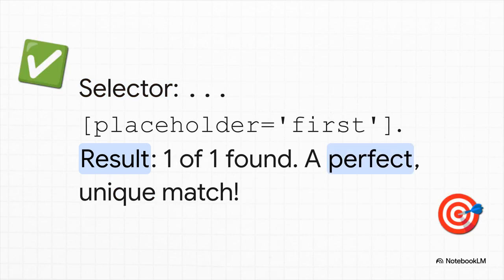All right, now for the final move. Let's add one more attribute that we're pretty sure is unique, the placeholder text. So our full selector is now input.text-field[type='text'][placeholder='first name']. We run it and boom, there it is, 1 of 1. A perfect, unique match. We got it. And number 1, that is our goal. Every single time. We want to eliminate all that ambiguity to get to one single certain result.